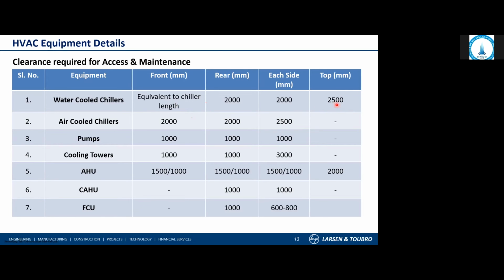And between the chillers or after the chillers, we need at least a 2.5 meter gap. For air-cooled chillers, we have to have 2.5 meters between the chillers or any obstruction if there is one. Then for pumps and cooling towers, we have to have space between the cooling towers or any obstruction because of proper air circulation and the performance of the cooling tower.